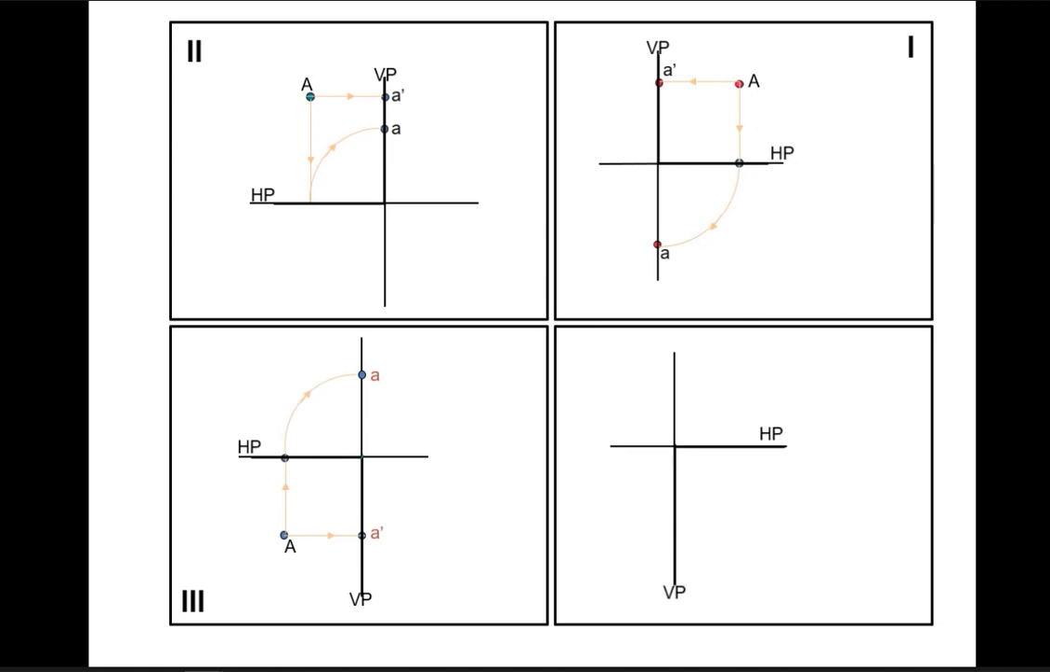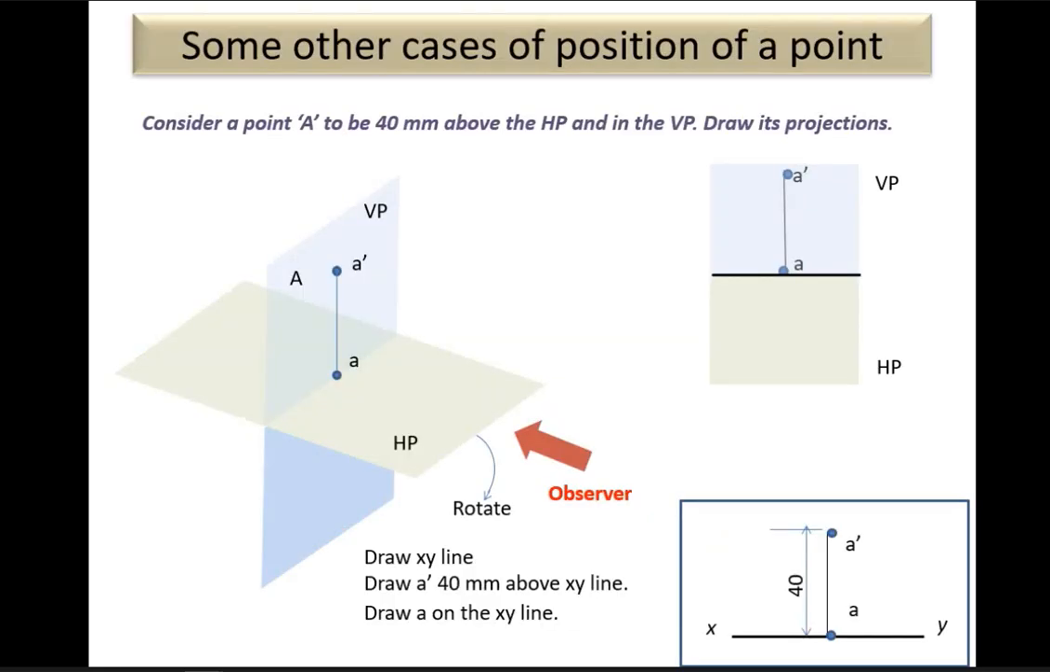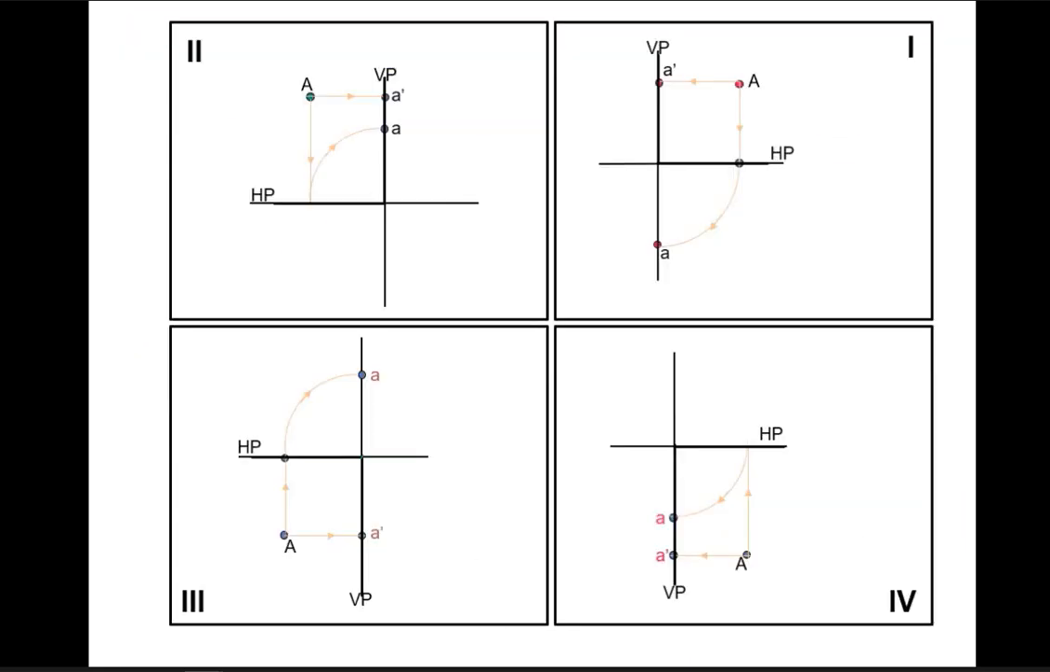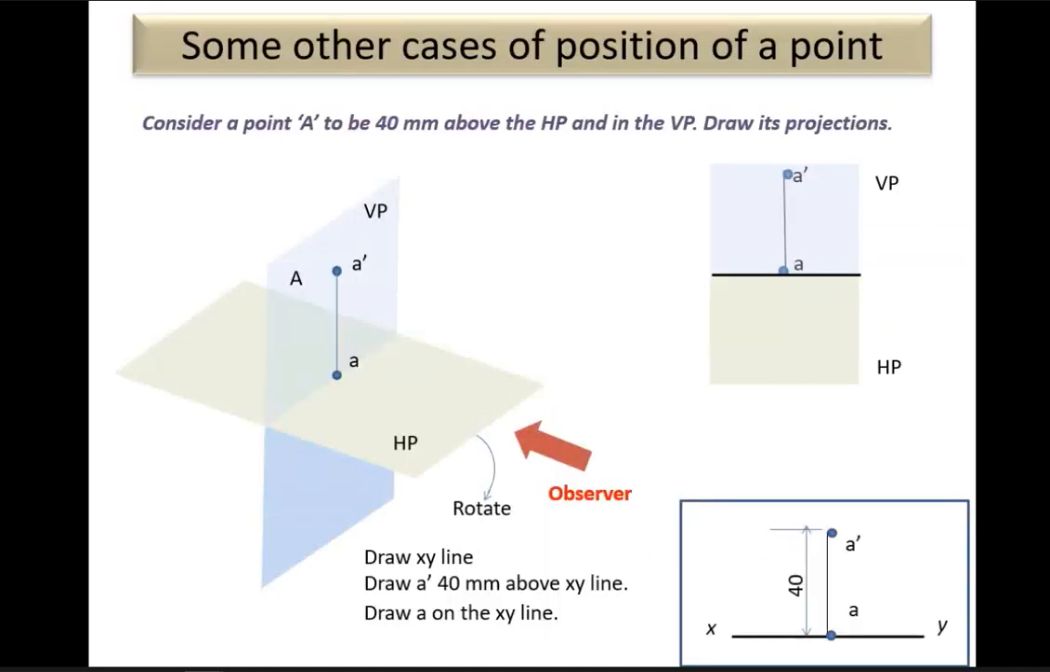Here we have got VP and HP. What is the condition for the fourth quadrant? Can anybody tell me? Below HP and in front of VP. Exactly. So both the planes will lie below the XY line, correct?